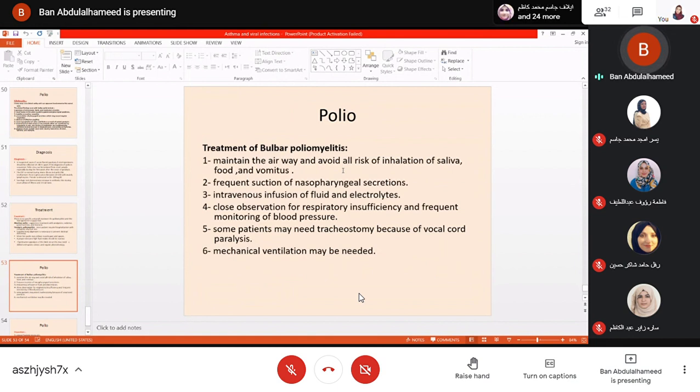We said they will have irregularity in the rate and rhythm of respiration, and we need frequent monitoring of the blood pressure of the patient. Some patients may need tracheostomy because of vocal cord paralysis, and some of them need mechanical ventilation because of abnormality in their breathing.